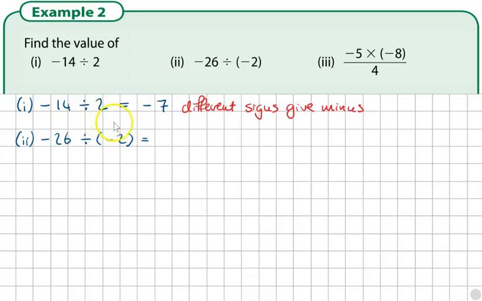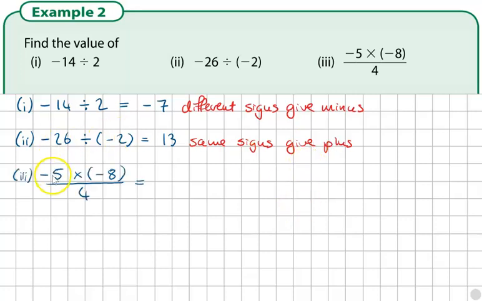Minus 26 divided by minus 2. So here we have a minus divided by a minus, which gives a plus. So a minus divided by a minus gives a plus, and 26 divided by 2 is 13. So we get positive 13 or plus 13. In the same way, we can say that the rule is same signs give plus. So minus divided by minus gives a plus, or same signs give plus. And 26 divided by 2 again is 13. So same signs give plus.